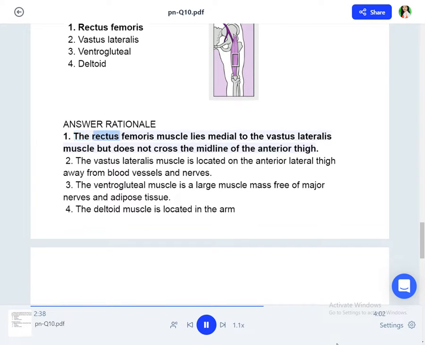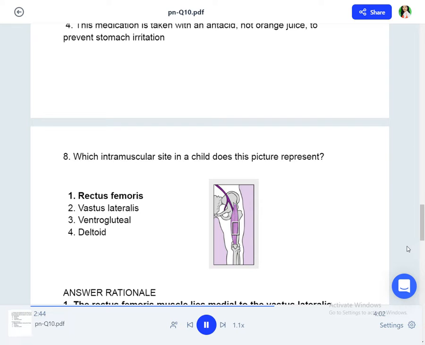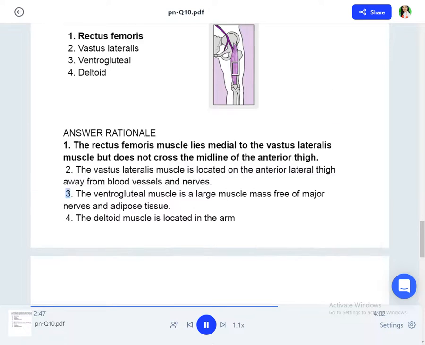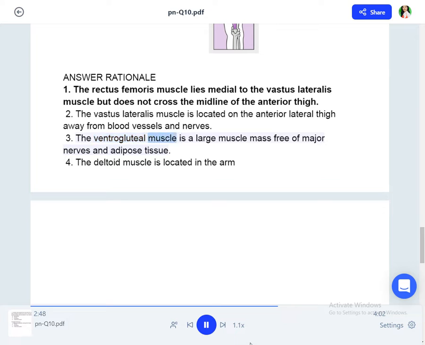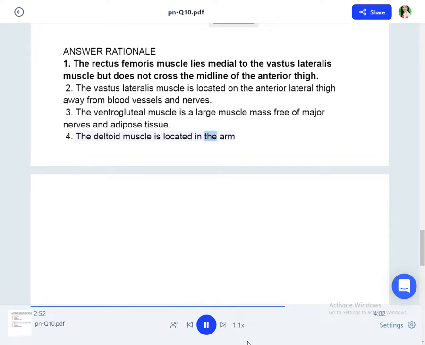Answer. Rationale. 1. The rectus femoris muscle lies medial to the vastus lateralis muscle but does not cross the midline of the anterior thigh. 2. The vastus lateralis muscle is located on the anterior lateral thigh away from blood vessels and nerves. 3. The ventrogluteal muscle is a large muscle mass free of major nerves and adipose tissue. 4. The deltoid muscle is located in the arm.